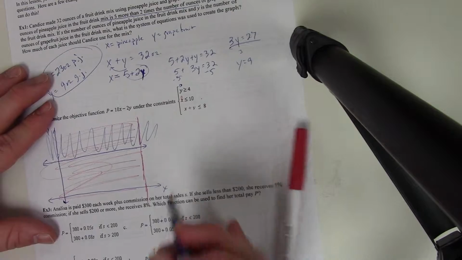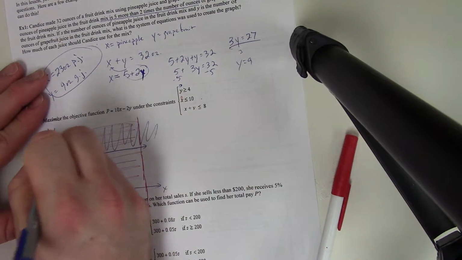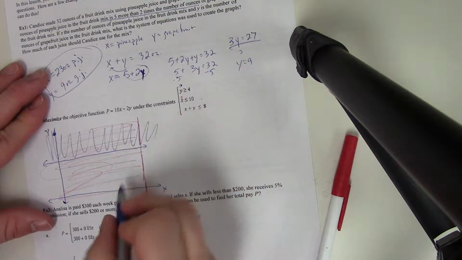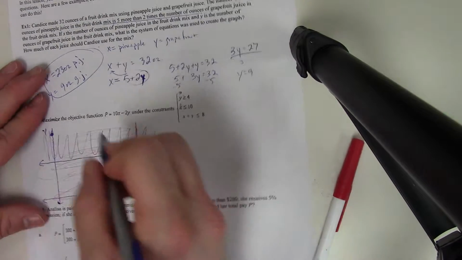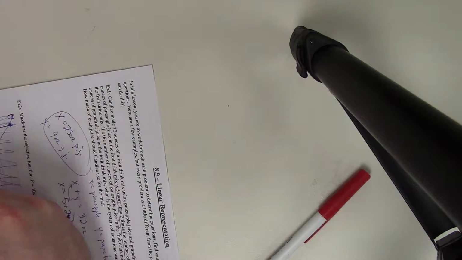And then it says x plus y is less than or equal to 8. Remember, that's the cover-up method, so y is 8, about right here. X is 8, about right here. And I connect those dots. I don't have a straight edge, so I'm going to do my best here. It's just a sketch anyway.